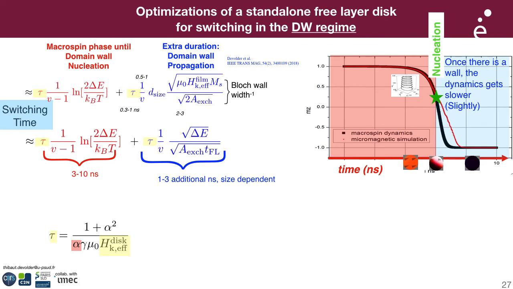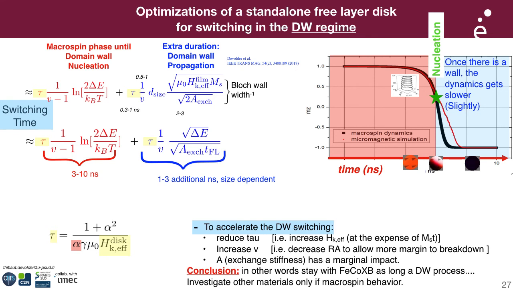But if you look at the numbers for this, this only gives you 1 to 3 additional nanoseconds, depending on the size of the junction. So in the end, the switching time, even in the domain wall dynamics, is given by the natural time scale. And what you have to do to accelerate the switching is really to reduce tau. Once again, this is increasing the anisotropy at the expense of the magnetic moments. So get a high anisotropy and low moment free layer, and also have them robust enough to be able to increase the voltage without breaking down the junction.